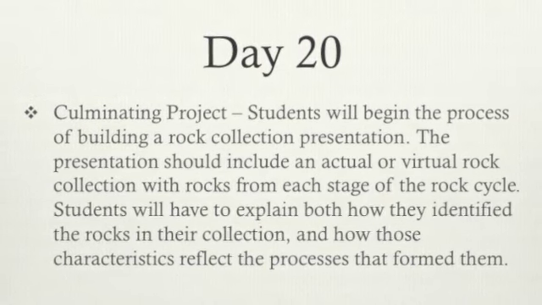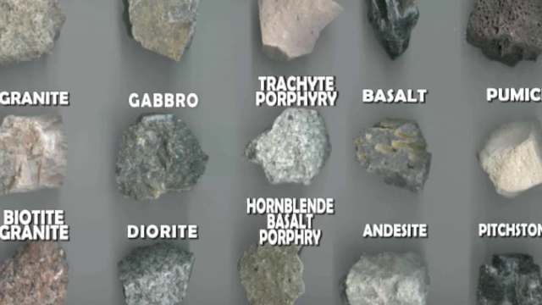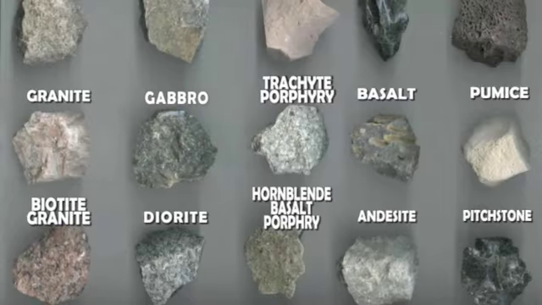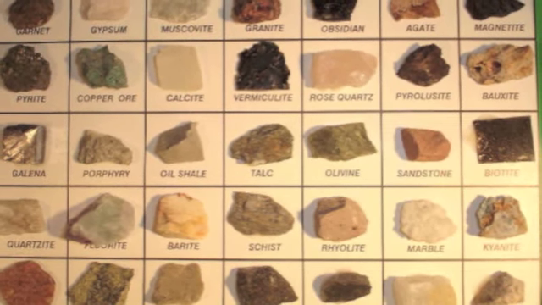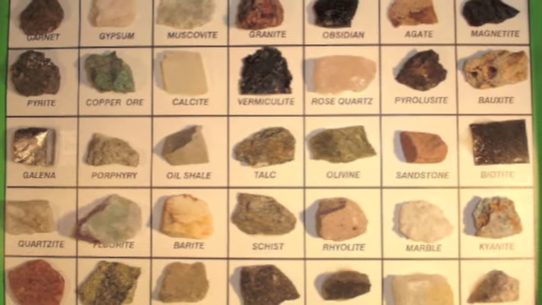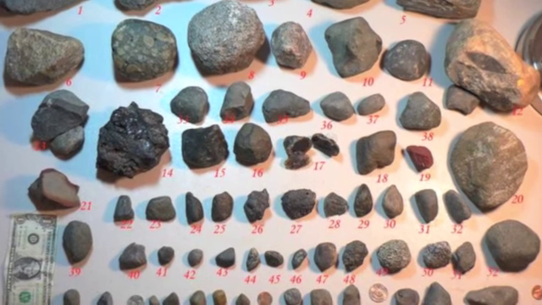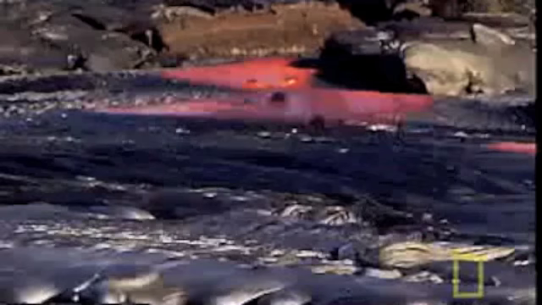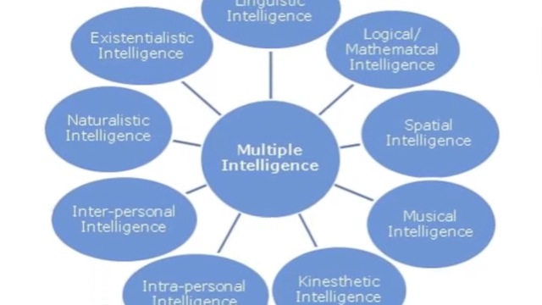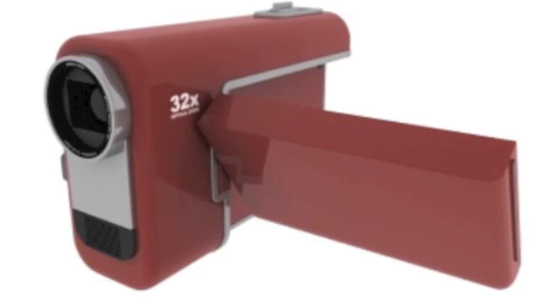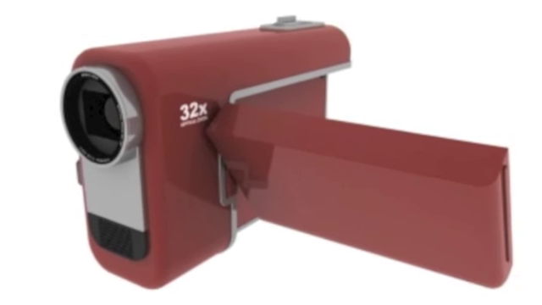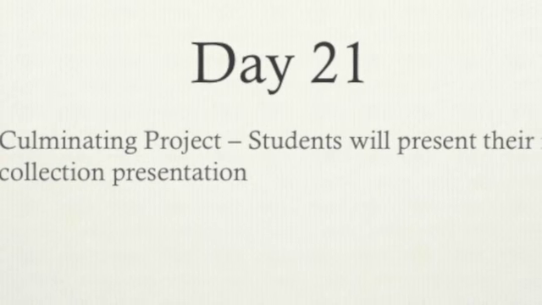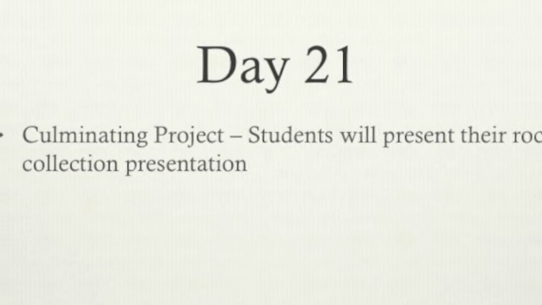Finally, as a culminating project, students will begin the process of creating a rock collection presentation. The presentation should include an actual or virtual rock collection with rocks from each stage of the rock cycle. Students will have to explain both how they identified the rocks in their collection and how those characteristics reflect the processes that formed them. Students will have the freedom to decide how to present their collection. PowerPoint, an interactive learning center, and video are all acceptable formats. Finally, on the last day of the unit, students will present their rock collection presentations to the class.